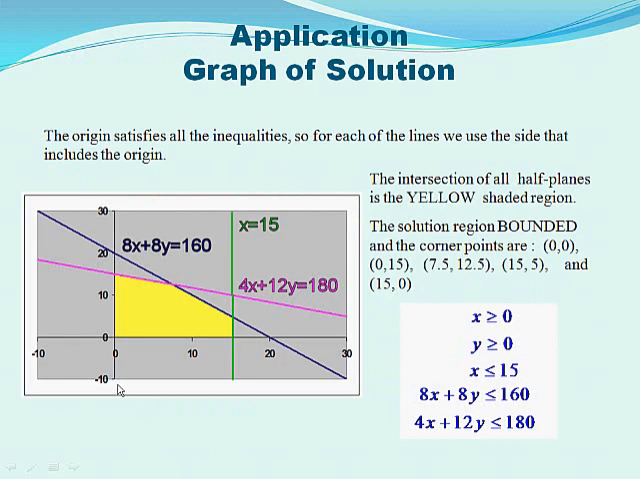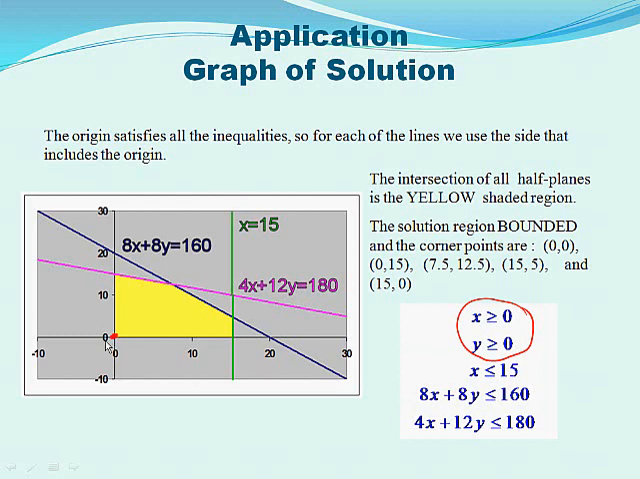To solve this problem, we notice that the origin satisfies all the inequalities. So for each of the lines, we use the side that includes the origin as the shading side. And because of the non-negativity conditions, we will only get shading within the first quadrant. So the feasible region is shaded in yellow. Notice that this is a bounded region and it has 5 corner points.